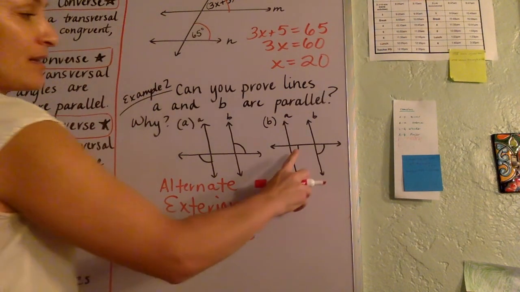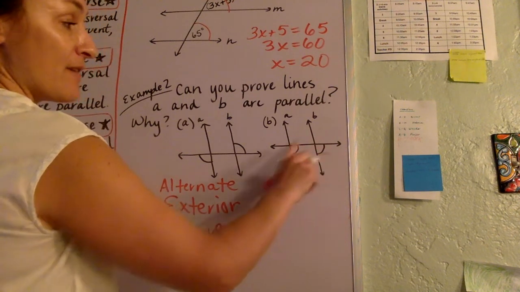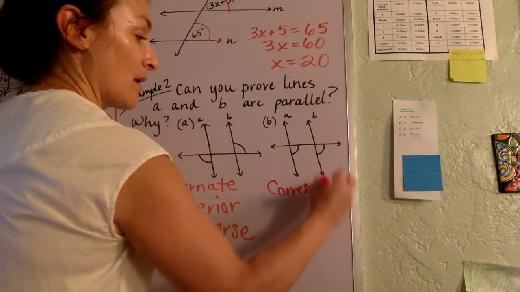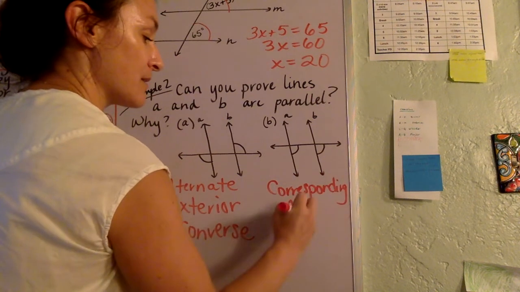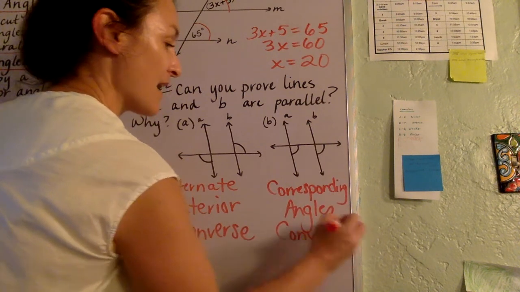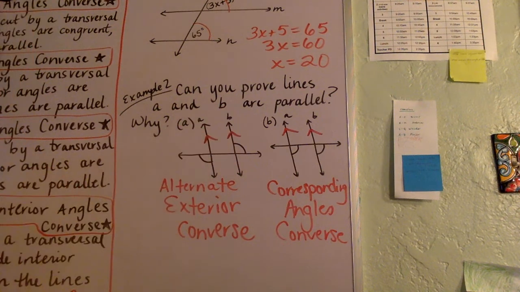Okay, and then let's take a look at these ones. It looks like they're both in the lower right, and if those are the same, that's the corresponding angles converse, okay? That will in fact allow us to say these are parallel and these are parallel.